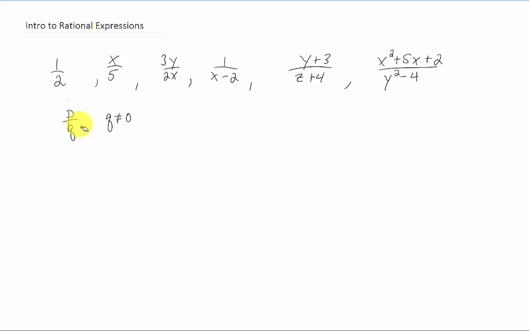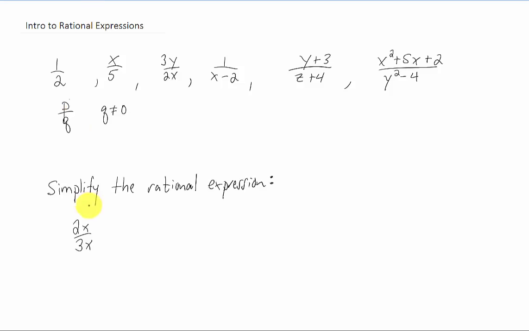I want to give you some guidelines for what you can and can't do to simplify a rational expression. Let's start by looking at a couple of examples. Here's a rational expression, and because x is a factor in the numerator and x is a factor in the denominator, meaning x is multiplying that 2 in the numerator and the 3 in the denominator, we are allowed to cancel the x's. And we're just left with 2/3 as the simplified rational expression.